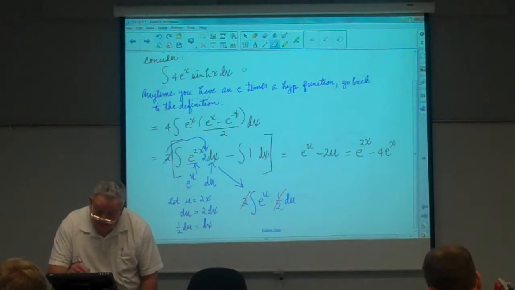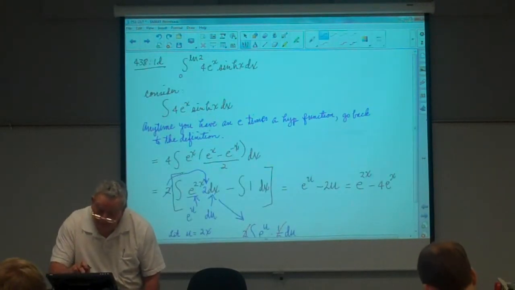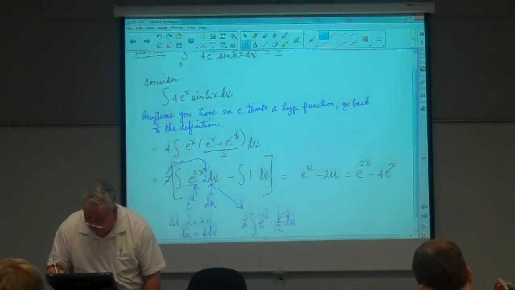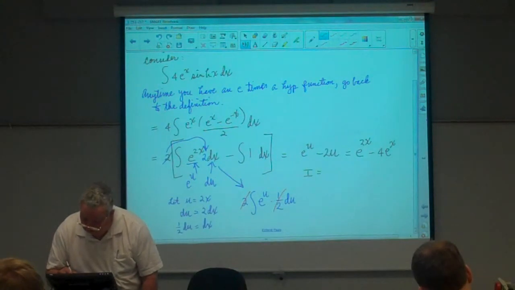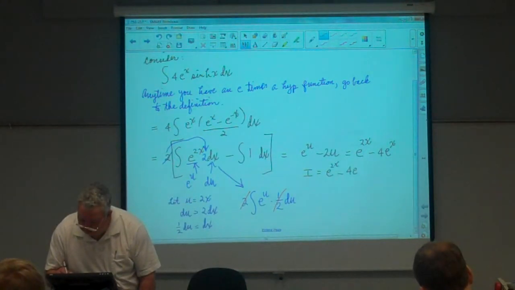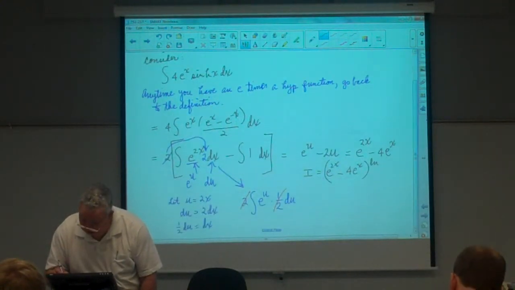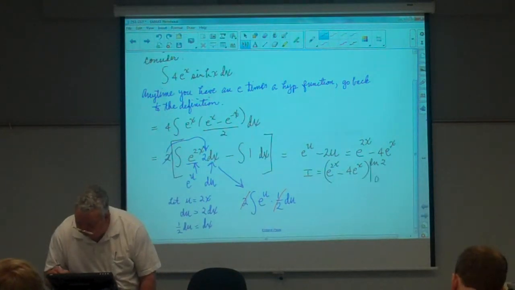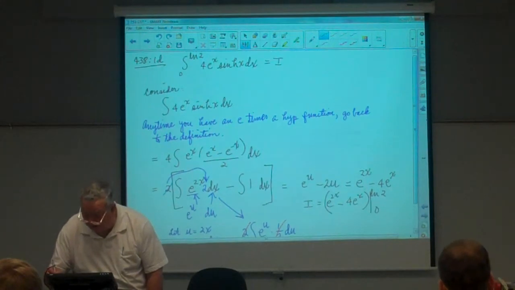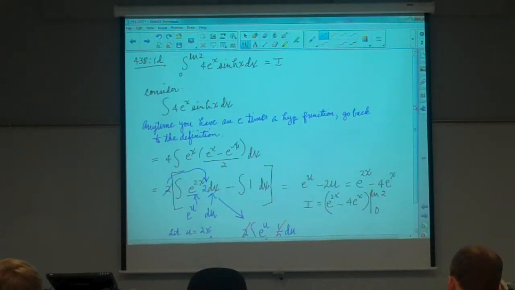And then I'm going to call this I. So now I is equal to e to the 2x minus 4e to the x, evaluated from log 2 to 0. Isn't this my old trick of getting rid of the limits of integration and then going through and integrating it, and then at the very end putting the limits back in? Isn't that my old trick? And it cuts out a lot of writing and opportunities for mistakes.